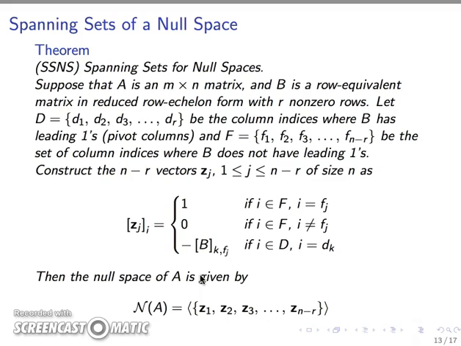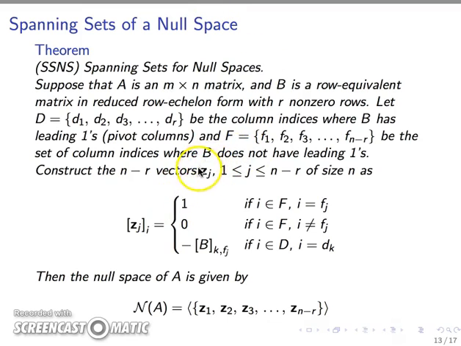I wanted to introduce that idea from the point of view of representing the solution set in vector form, but as an algorithm or a systematic way of expressing such a thing, this is the way of doing that. This is a theorem called spanning sets for null spaces. There are a lot of symbols here, but we revisit this several times, and the more you read, the more you get used to it.